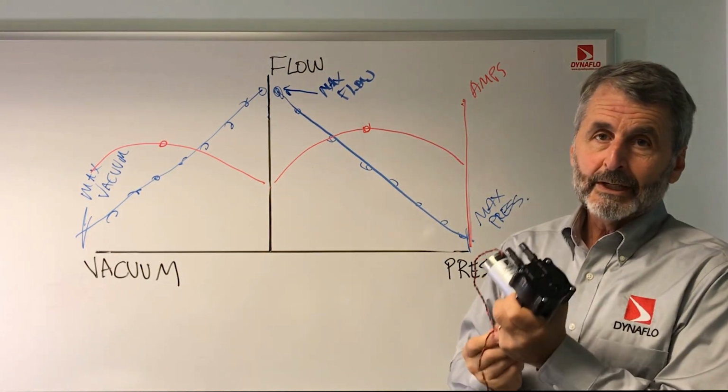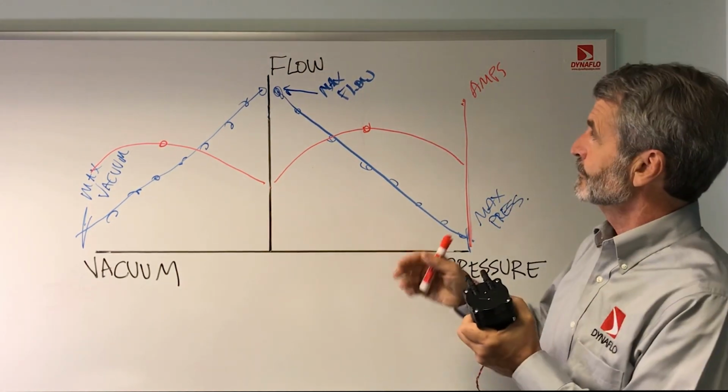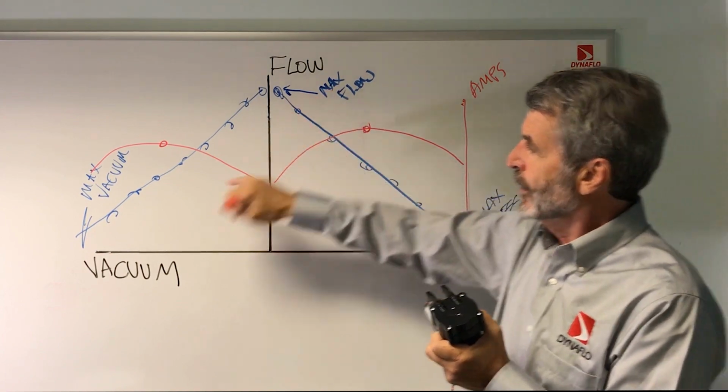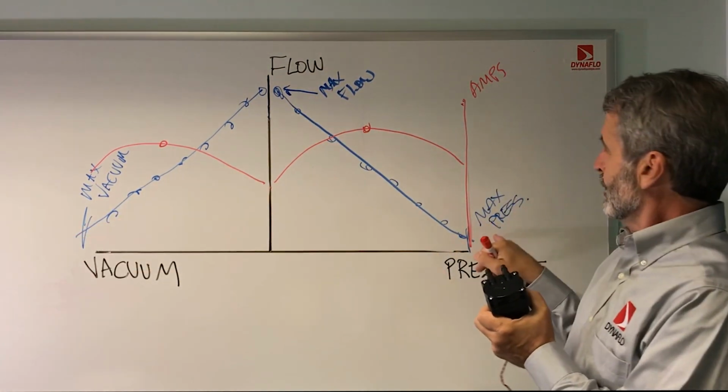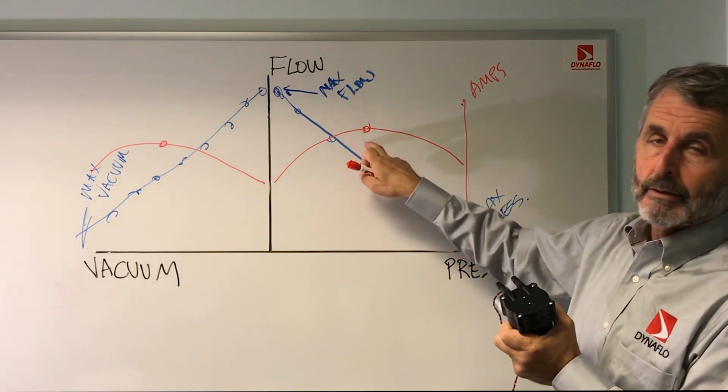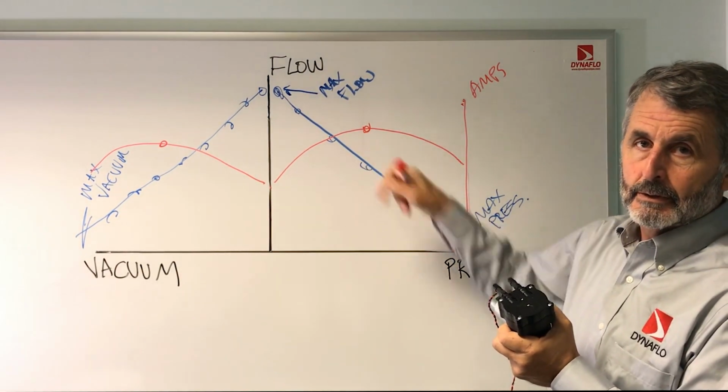So when you're looking at the specifications of a pump, you'll typically see the max flow, max vacuum, max pressure, and max current. Hope this helps.